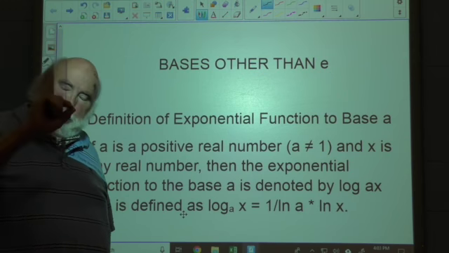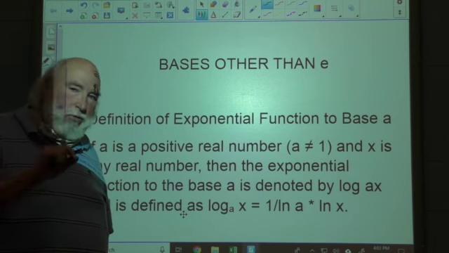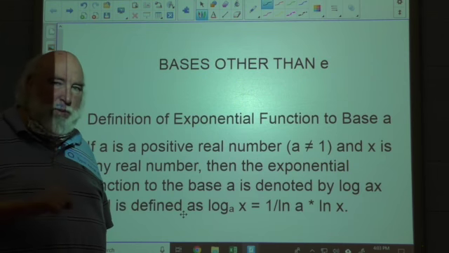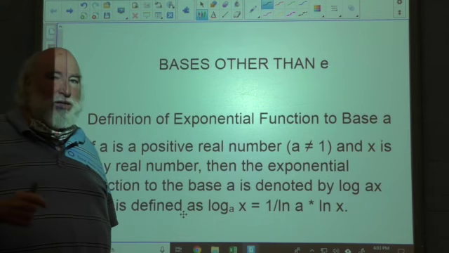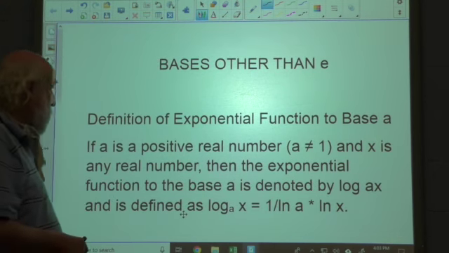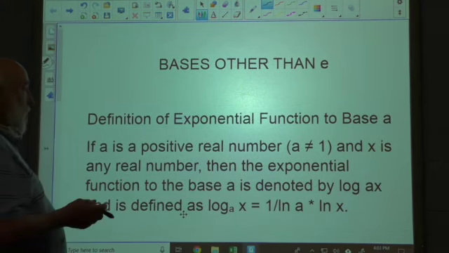And again, please remember, the word logarithm means exponent of a certain base. Log is base 10. ln is base e. Okay? So there's some definitions here.